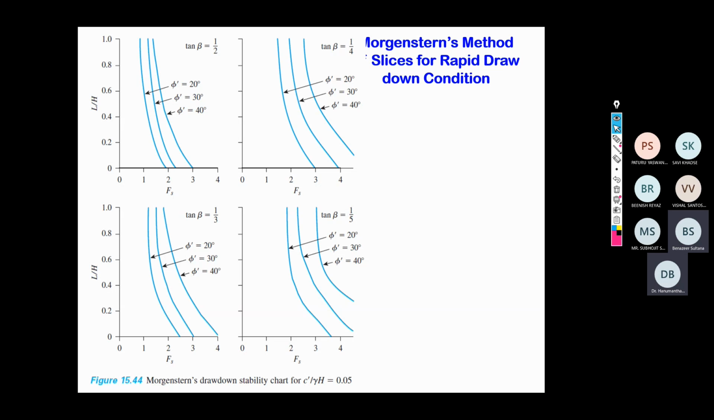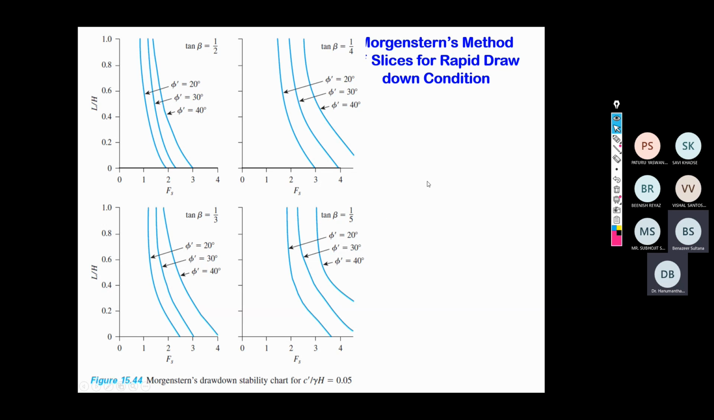Sir, this graph is only valid up to tan beta equal to 1 by 5. Yeah, but how much is 1 by 5? It is more than 70 or 80. Yes, sir. Tan beta equal to 1 by 2 is 44. 1 by 3 is 16.60, and 1 by 4 is, I think, 14. 1 by 5 is 11.4, sir. 11.4. Okay. See, very, very gentle slope.